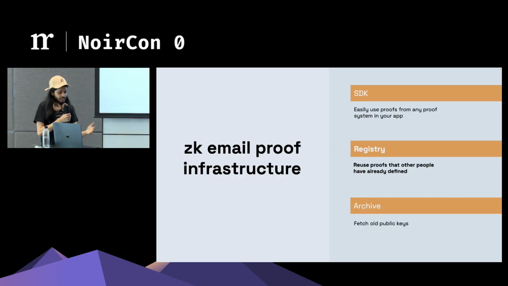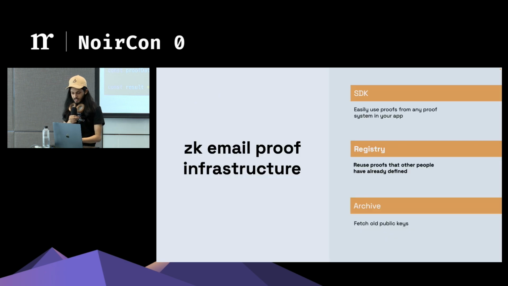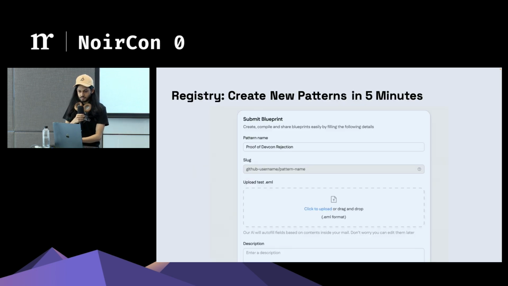And so concretely though, how do you even get to this step? How do you define enough things related to say a DevCon rejection proof that the app developer doesn't have to think about it? And that's where the registry comes in. The idea is that you can have this database of easy ways to define proofs and then reuse them. So for instance, our whole thesis was it should be possible to define a new kind of email parsing pattern in 5 minutes. So the idea is you can specify what pattern you want to define, and you can then upload an example email.